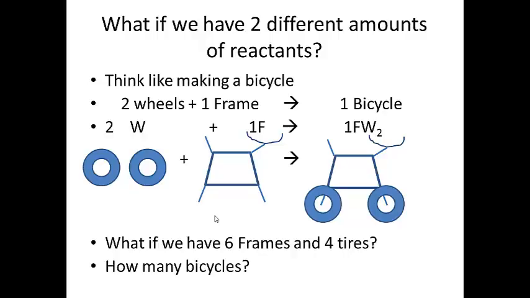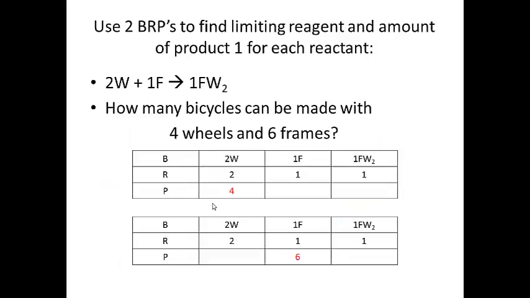What if we have 2 different amounts? What if I'm a bicycle maker and I know that 2 wheels plus 1 frame makes 1 bicycle? The equation for that would be 2W, that's these wheels, plus 1 frame, that's this thing right here which I drew, makes 1 FW2. And FW2 is a frame with 2 wheels put together. But if I had 6 frames and 4 tires in my bicycle shop, how many bicycles could I make?